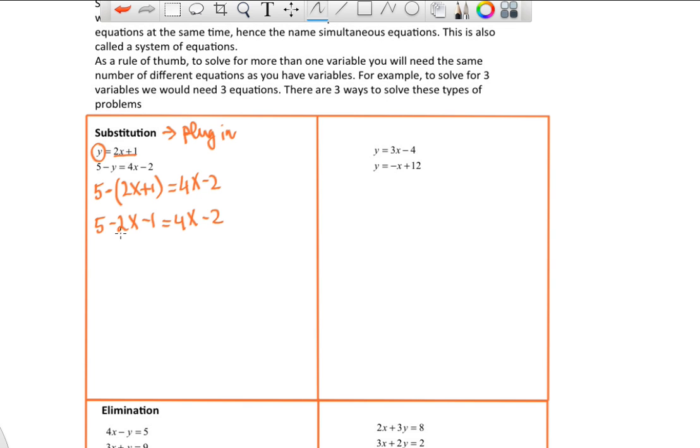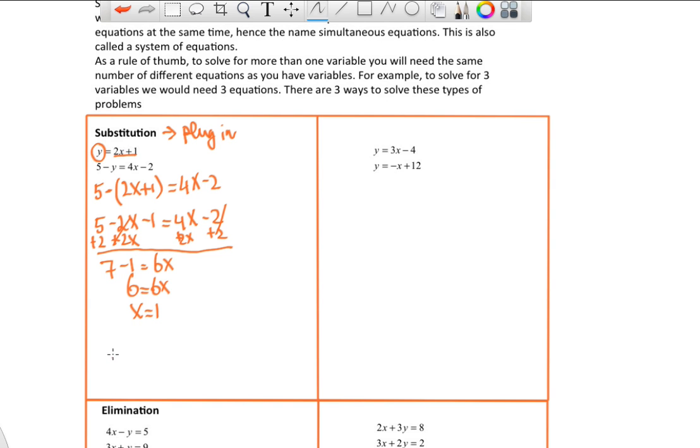Everything with a variable I'm going to bring to the right side by adding 2x. And then this one I'm going to add over here so that I get, what do I get? 5 plus 2 is 7. Those cancel. Minus 1 is equal to 4x plus 2x is 6x. So if 6 is equal to 6x, then x equals 1.